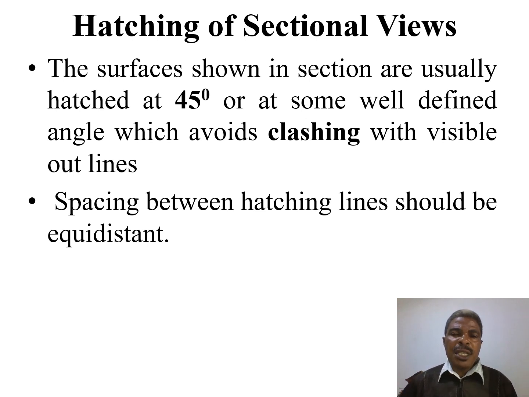So, hatching of the section views: the surfaces shown in the section are usually hatched at 45 degrees, as I have said, at some well-defined angle which avoids clashing with visible outlines. Spacing between hatching lines should be equidistant. They are laid at 45 degrees just to differentiate them from the other lines, such as object lines.